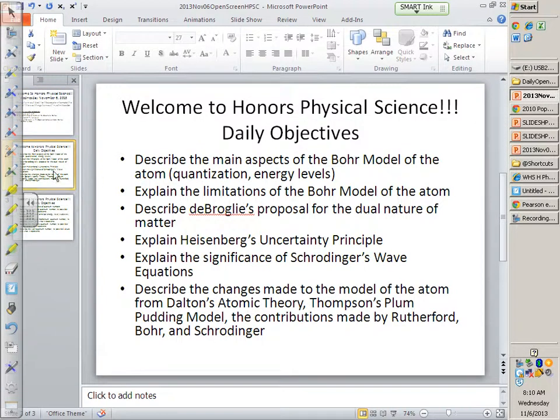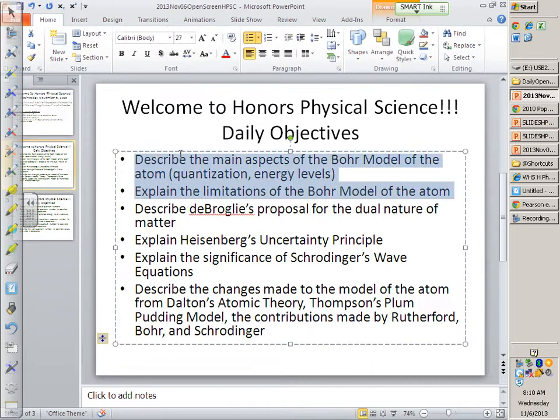So here are the objectives from last Friday. We didn't get to all of them, but the first two deal with the Bohr model of the atom. So I want you to take 30 seconds, talk to the person next to you about these two objectives from last Friday. The main aspects of the Bohr model and the limitations of the Bohr model. So discuss, 30 seconds, we'll come back and discuss together. Go.